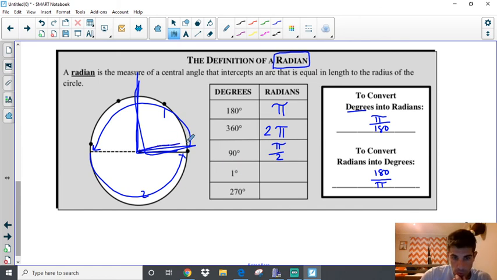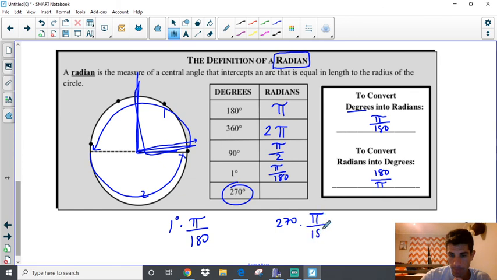1 degree. Well, think about our formula. 1 degree, you multiply that by pi over 180. So 1 times pi over 180 is just pi over 180. And then 270, okay? Again, if I did degrees into radians, okay? And then if you want to use your calculator, you can do 270 divided by 180, math, enter, enter, and that's going to give you 3 over 2. So then the answer is going to be 3 pi over 2.